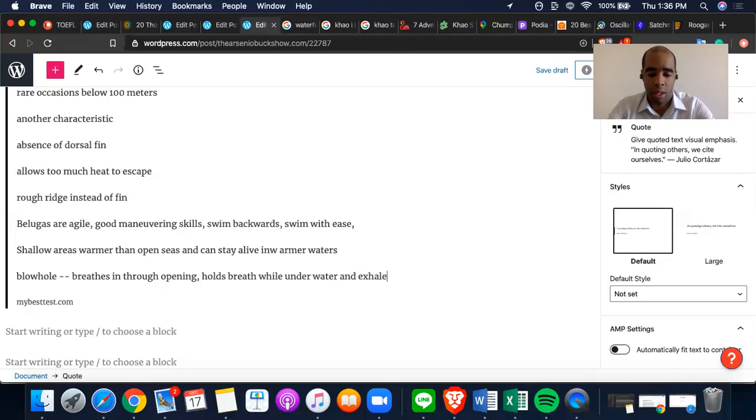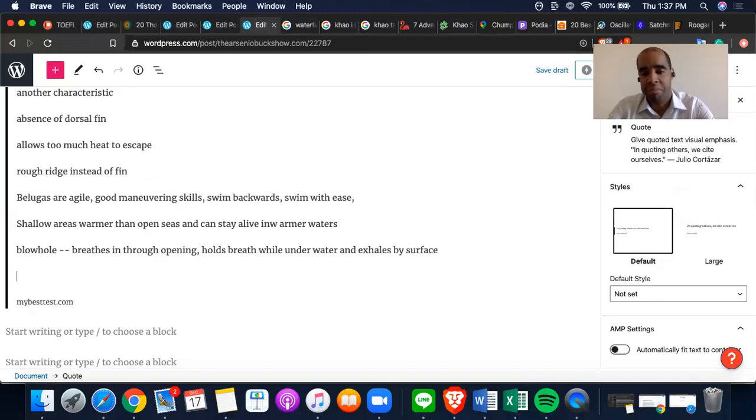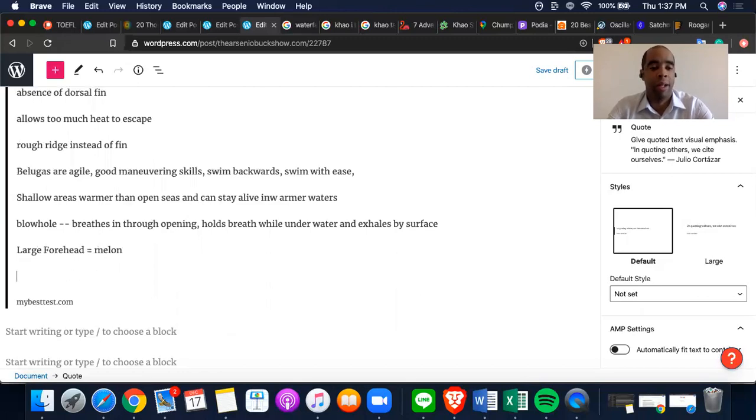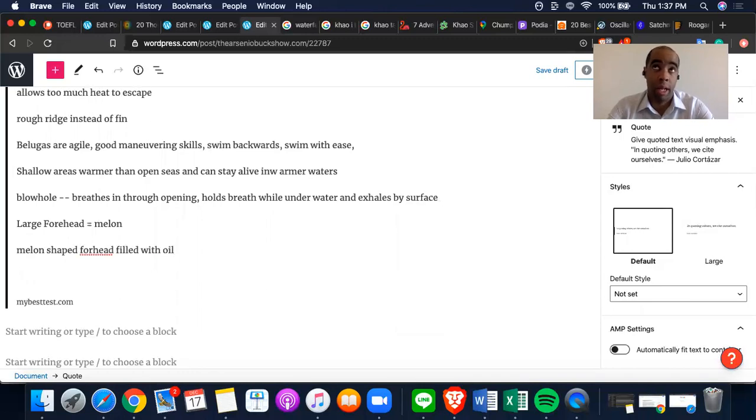Finally, let's talk about its large forehead, which is often referred to as a melon. This melon-shaped forehead is filled with oil, and the oil facilitates echolocation, which helps the whale to monitor its surroundings, which is particularly important for a creature that has to navigate its way under ice sheets and find gaps in the ice where it can breathe.